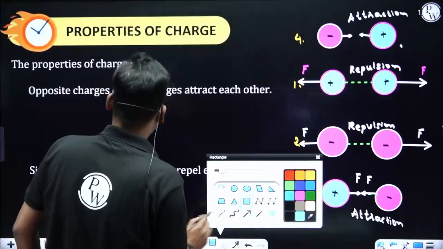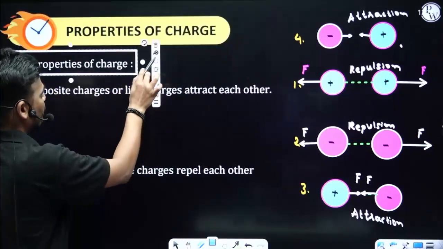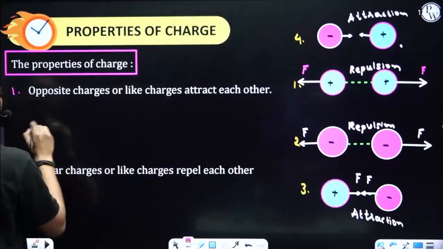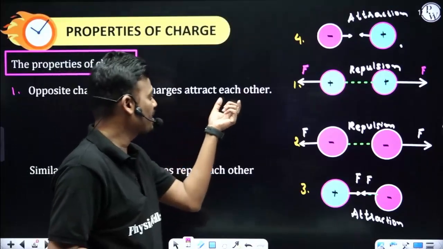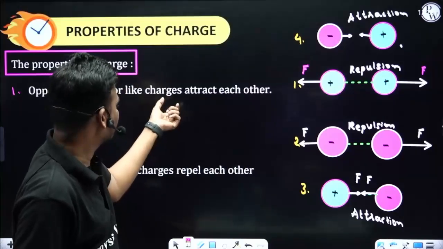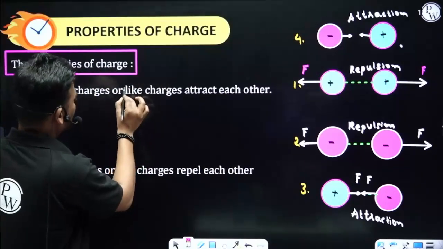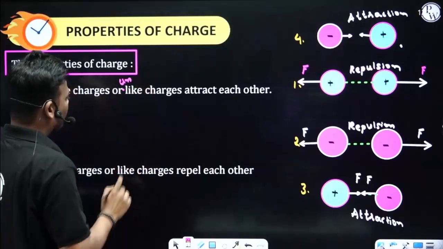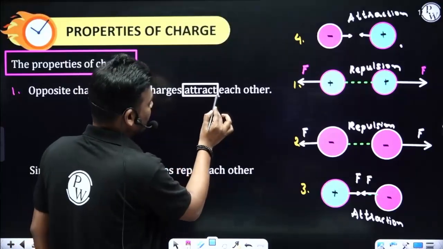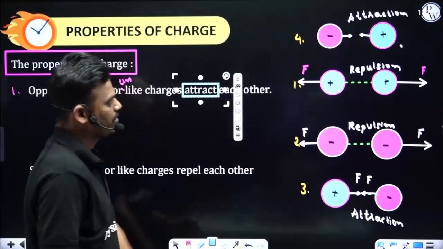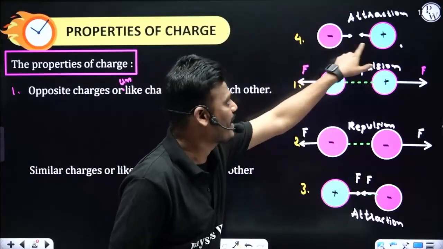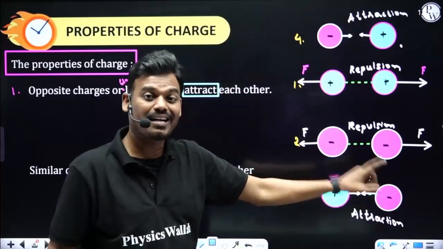The first of the properties of a charge is that opposite charges, or unlike charges, attract each other. It is not like, it is unlike. You can see the third case and the fourth case: opposite in nature, unlike charges, negative and positive, attractive in nature.